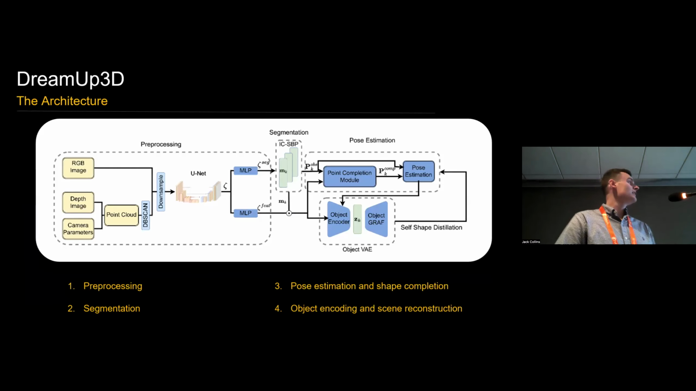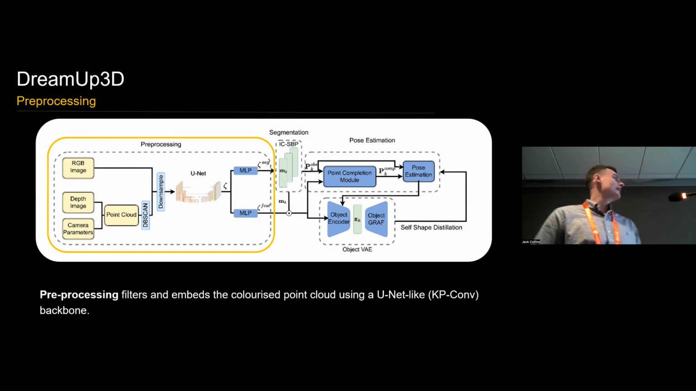The architecture can be broken down into four modules: a pre-processing module, a segmentation module, a pose estimation and shape completion module, and an object encoding and scene reconstruction module. So each of those in detail. The pre-processing module filters and embeds the colorized point cloud using a U-Net-like KPConv backbone. The KPConv layer is just a point convolutional operator that embeds spatially localized data, in this case a point cloud. And so that's what the pre-processing does.